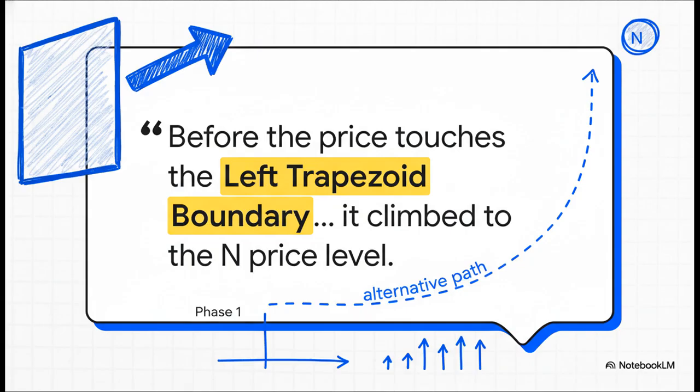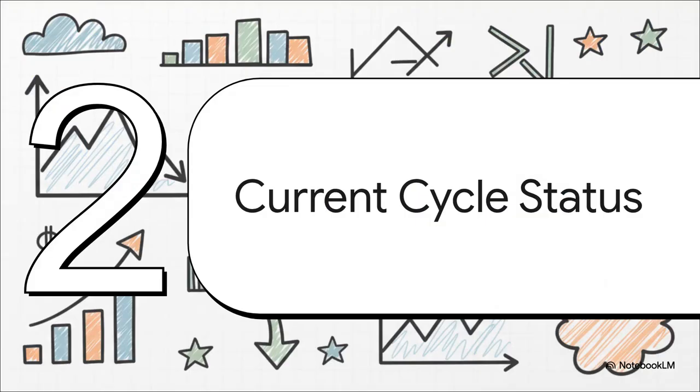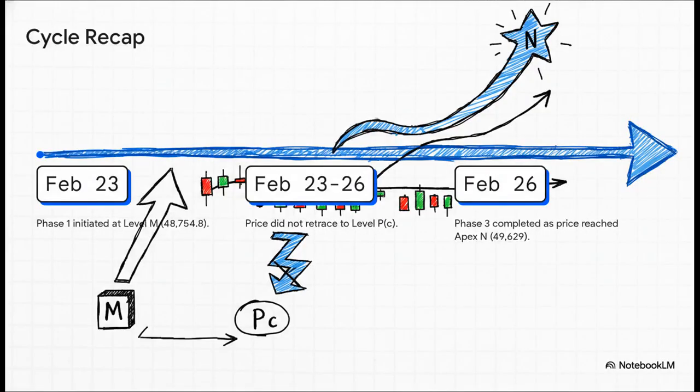So, what does that tell us? It tells us that the cycle actually followed that alternative path we talked about earlier. It jumped directly from Phase 1 all the way to Phase 3. So, where does that leave us right now? What's the current status of this whole cycle? Let's do a quick recap of the key events so far. Let's just run through the timeline one more time.